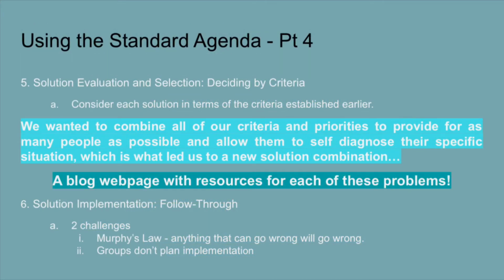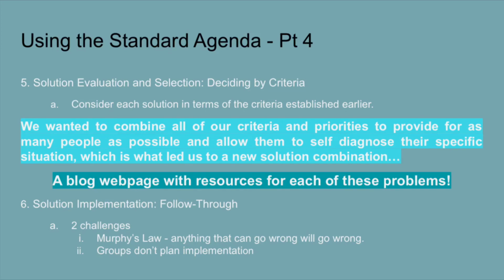The next step of the standard agenda is step 5, solution evaluation and selection, deciding by criteria. This is where we consider all of the solutions we thought of in terms of the criteria that we established before. We wanted to combine all of our criteria and priorities so that we could provide for as many people as possible and allow them to self-diagnose for their specific situation.